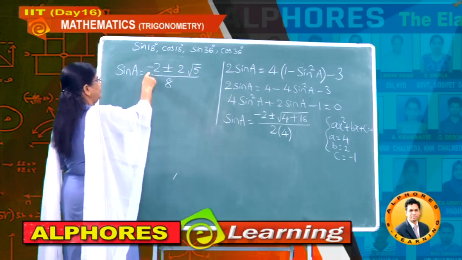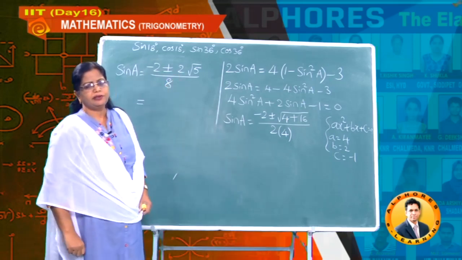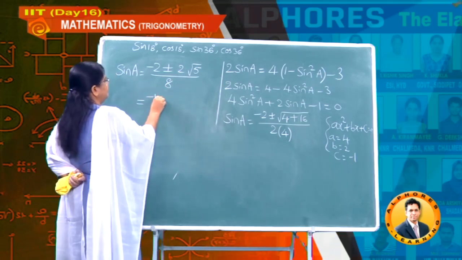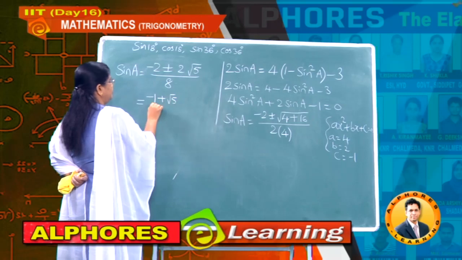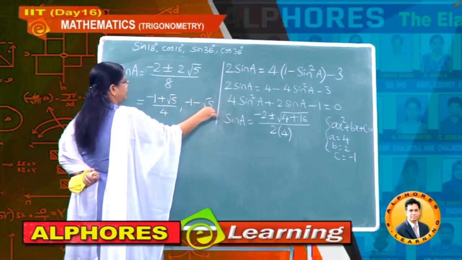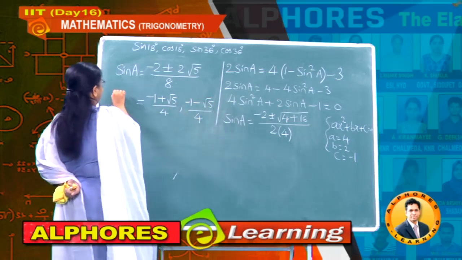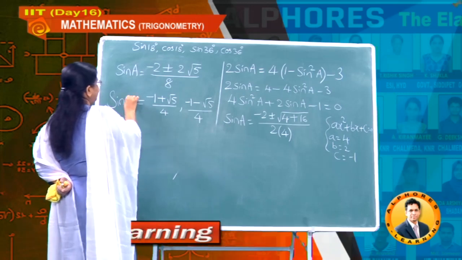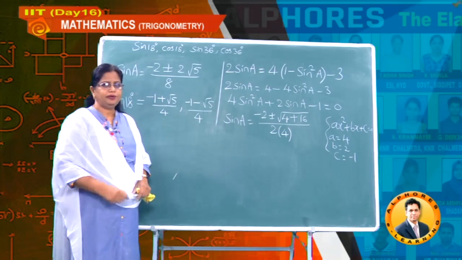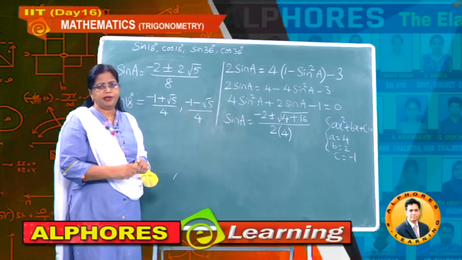Now the numerator has a 2 and a 2, and the denominator is 8. So let us cancel, that is minus 1 plus root 5 divided by 4, comma, minus 1 minus root 5 divided by 4. Now what is our A? Actually it is 18 degrees. So sin 18 degrees you got as minus 1 plus root 5 by 4 and the other value you got as minus 1 minus root 5 by 4.